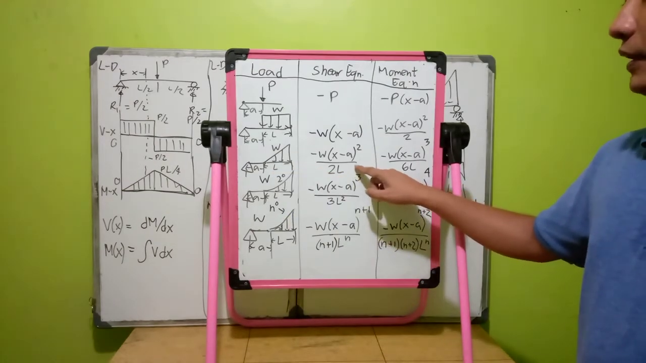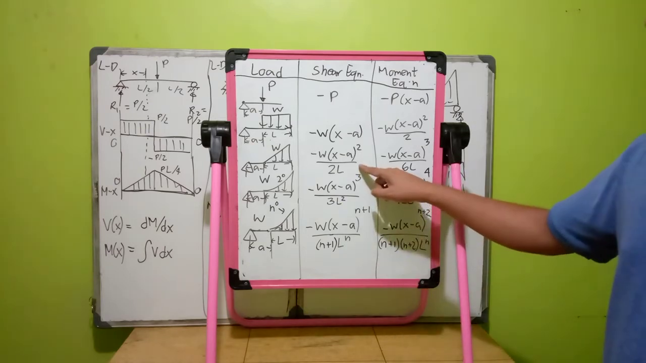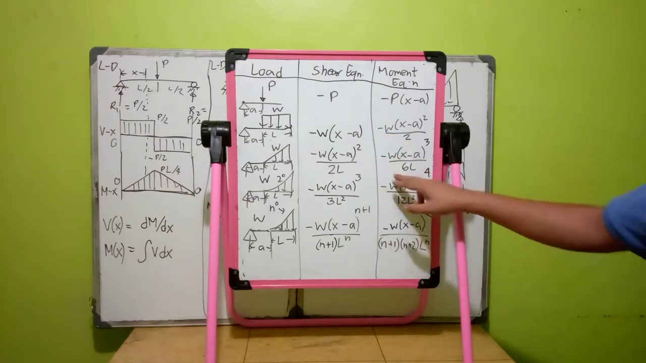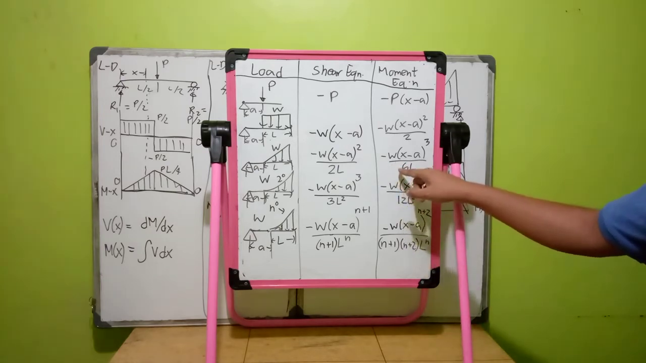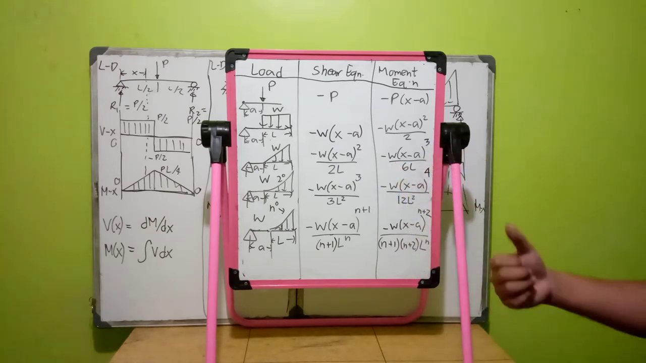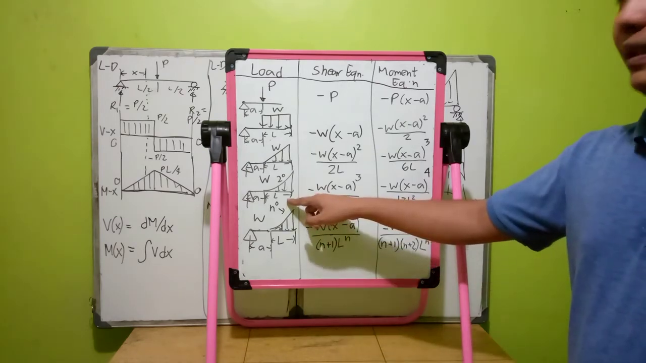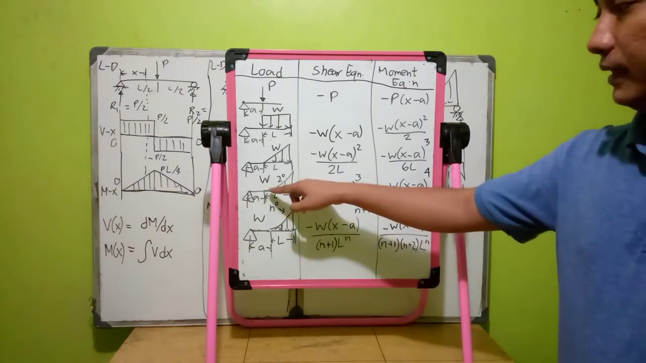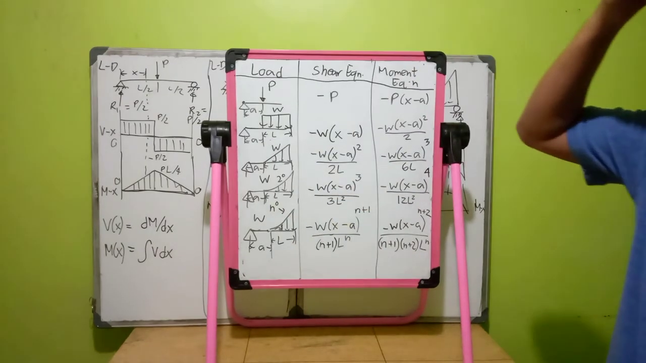If that is the case, you follow this formula. For your shear equation, it will be negative W times (x minus A) squared over 2L. And for your moment equation, you will have negative W times (x minus A) to the power of 3 over 6L.